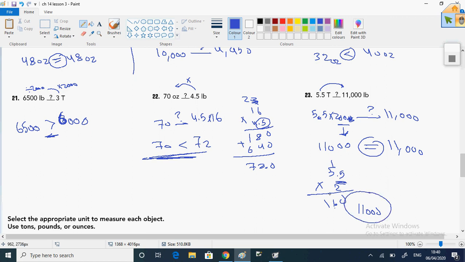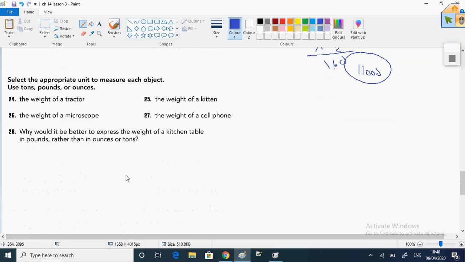Okay. Now select the appropriate unit to measure each object. Use tons, pounds, or ounces. So the first one, the weight of tractor must be in tons. We cannot say ounces or pounds. We have to say tons.